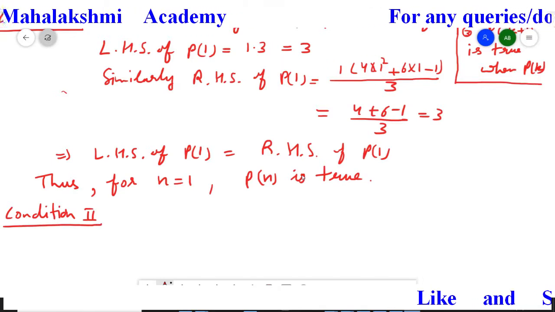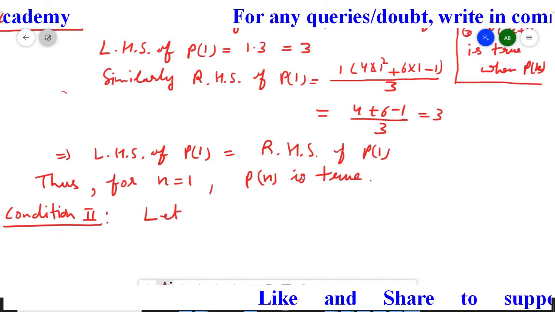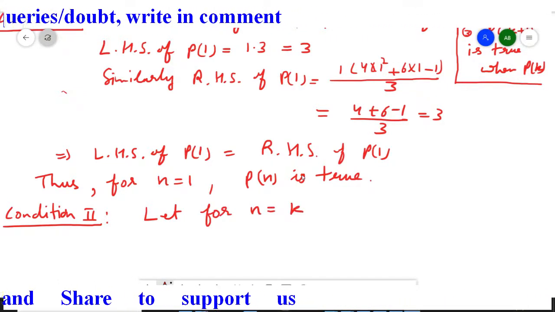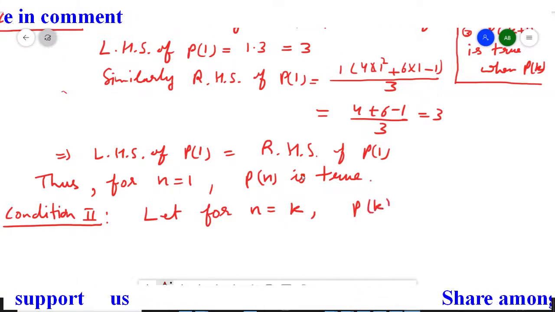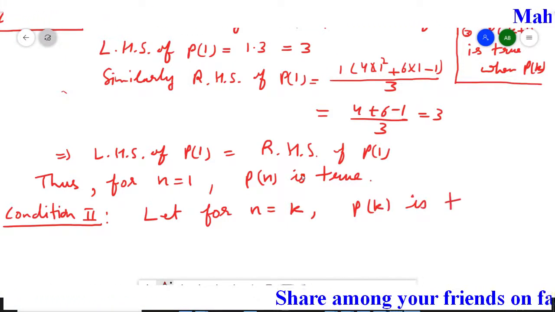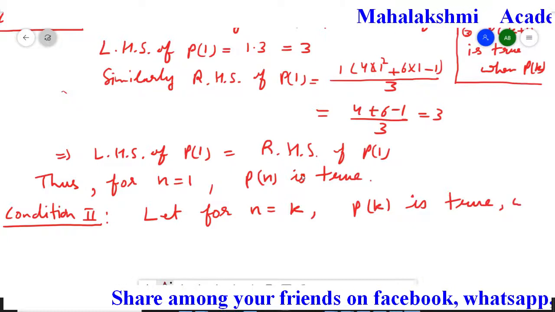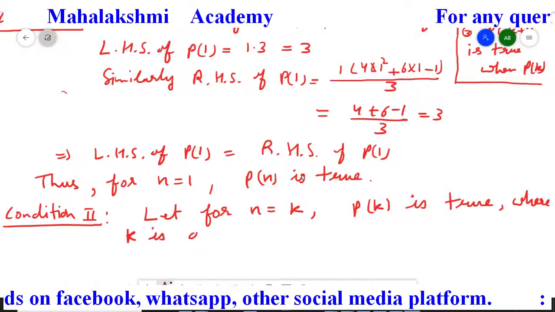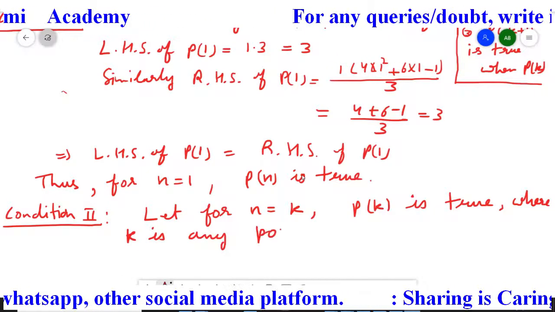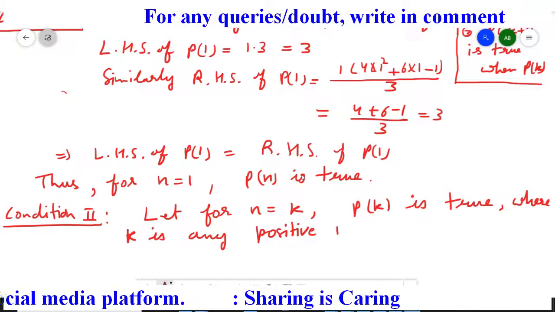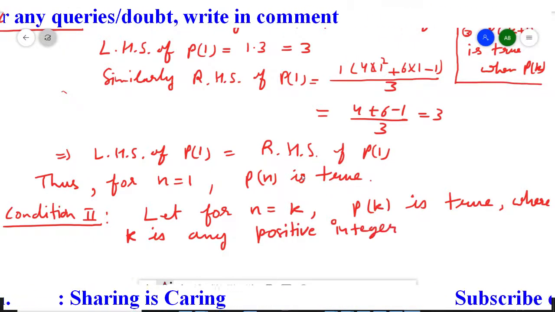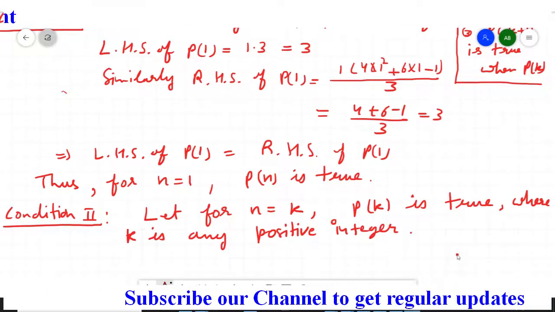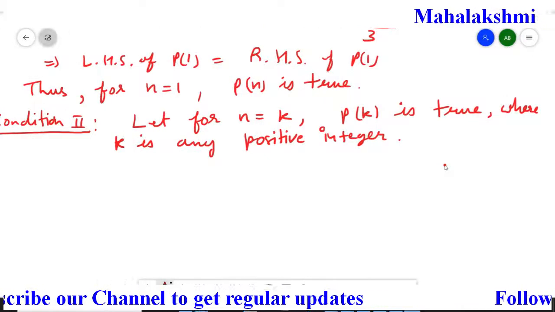Now we move to the second condition. In the second condition, we have to assume, let for n equal to k, Pk is true, where k is any positive integer. Positive integer or natural number, the meaning is the same. So first I am writing here the Pn statement.